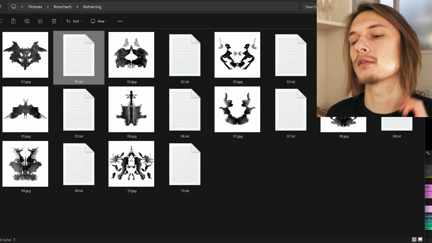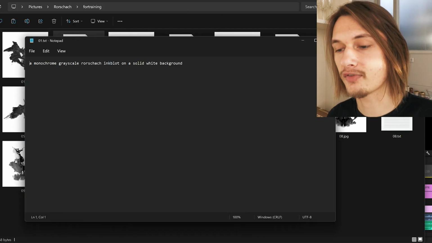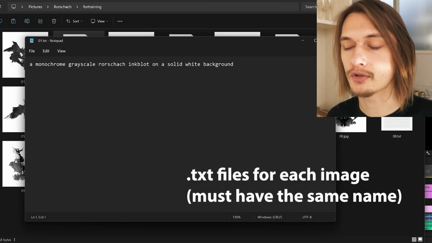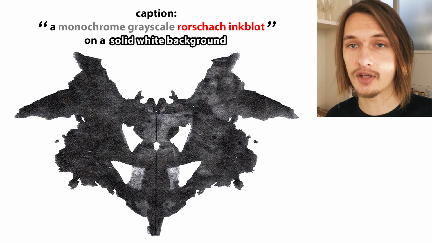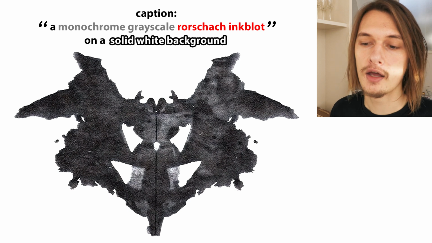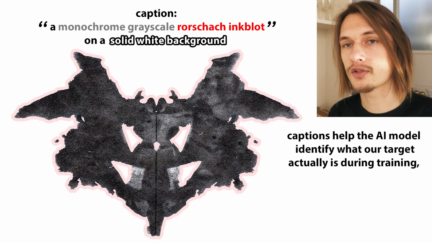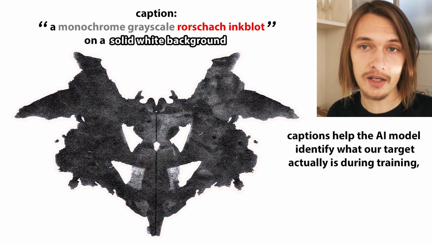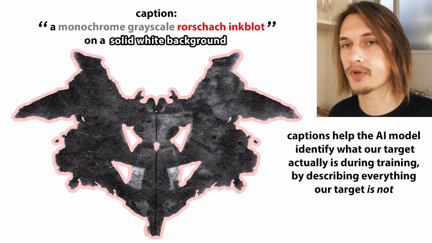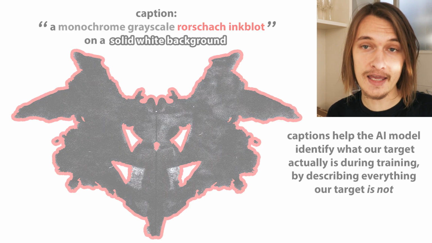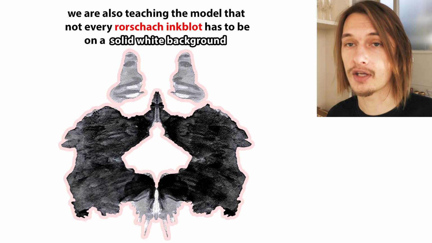I also added the text TXT files with the simple caption like this, describing what is in the image, so that way the AI knows what is a Rorschach inkblot. At least these captions can help it identify what it is in the image that is an inkblot.